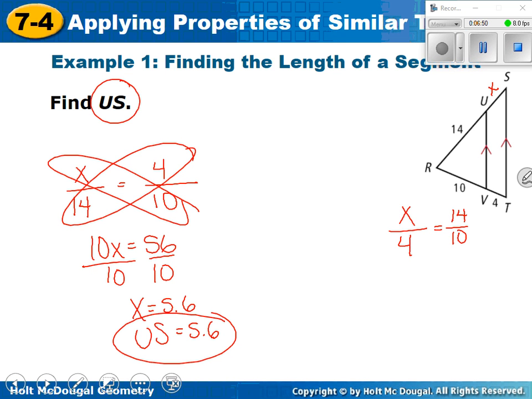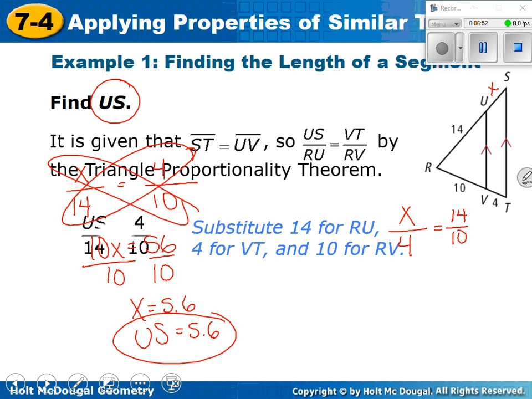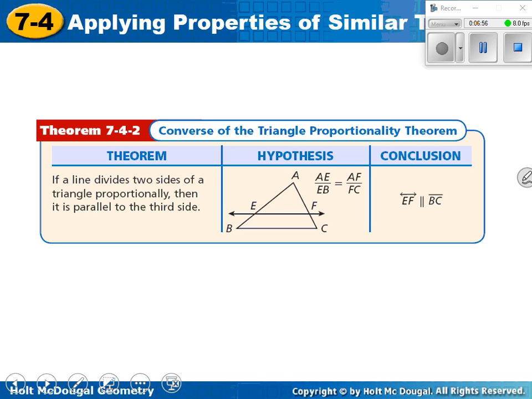Look at the second part in your notes. This is not a second shortcut. What is this? Converse. What does converse do? Say it again. Flips it. It switches it. Instead of saying if the lines are parallel, then the sides are proportional, it's going to say if a line splits the sides so that they're proportional, then the lines must be parallel.